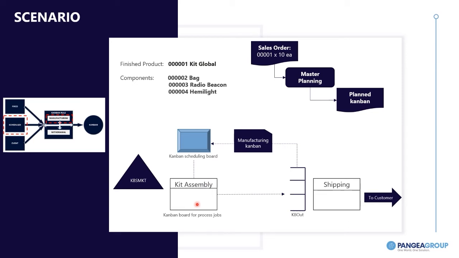Then we will move into the other Kanban board for process jobs, where we can start actually processing the finished product, and we will get the components already stored at the Kanban supermarket location, which is the input location of the work cell where the assembly is going to be performed. Finally, we will move the finished product already assembled to the Kanban out location, which is the outbound location for the work cell. After that, the item will be ready for next staging or to load the truck and ship straight to the customer. So let's move into the platform.